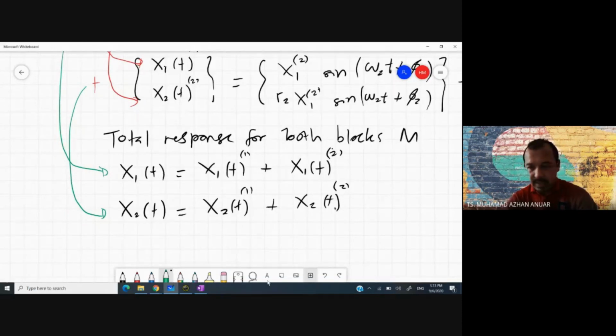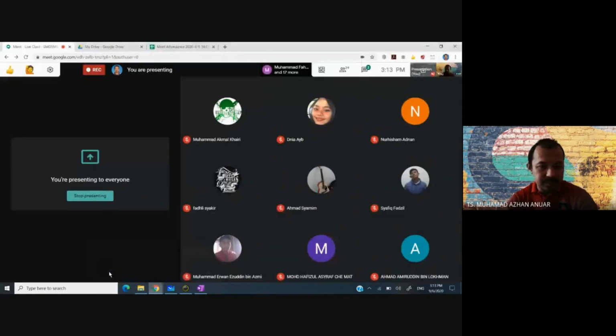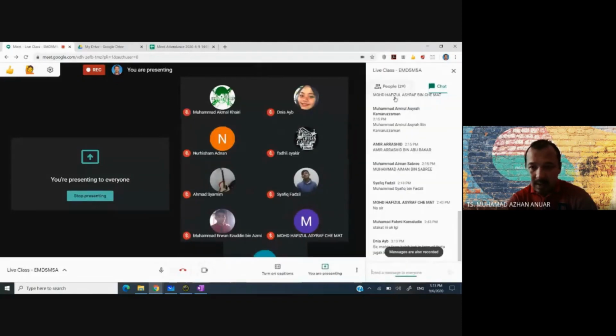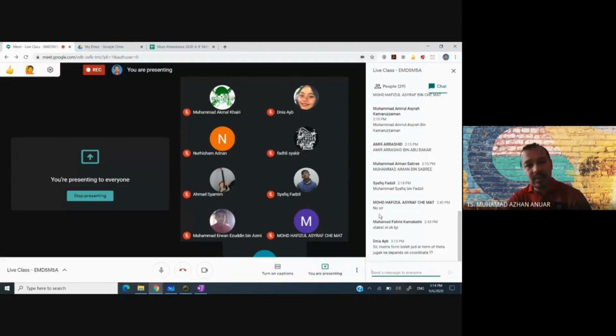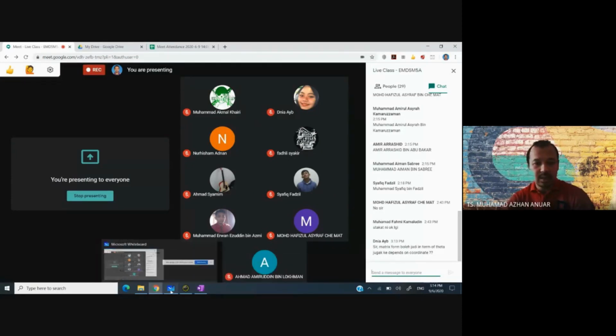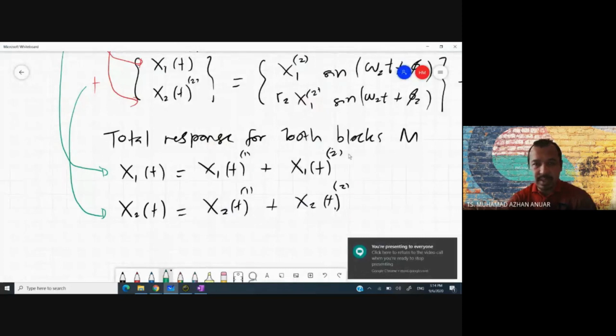Okay, guys, until now, do you have any question? Matrix form can be in terms of theta too, or does it depend on coordinate? So for derivation of natural frequency, mode shapes, and the equation of motion, I don't use the theta first because theta is basically just a phase angle. But in the response, I include the theta in our solution.